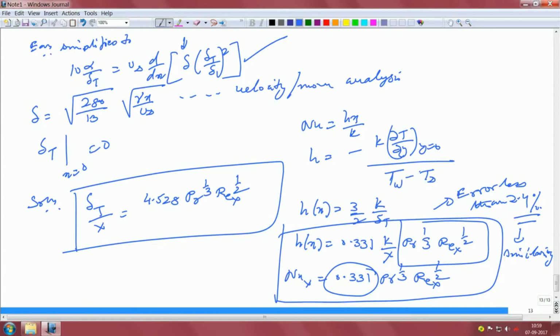Now, we did it for the constant wall temperature. We can also do the same for the constant wall heat flux. I am not going to do the full thing, but what I am going to do is pose the whole thing, and it will be left up to the students to follow it up in the form of an exercise.